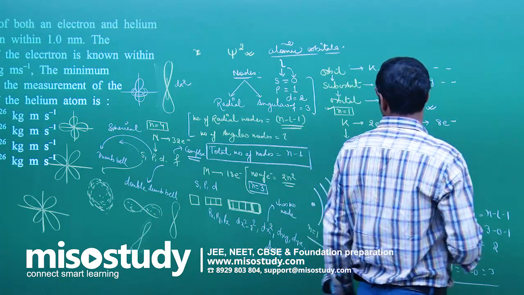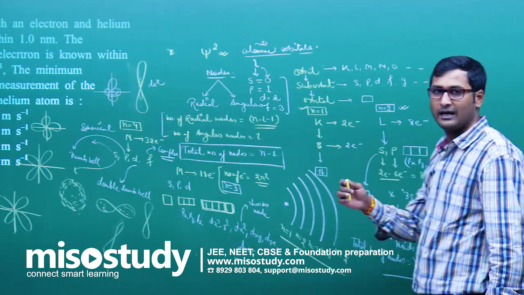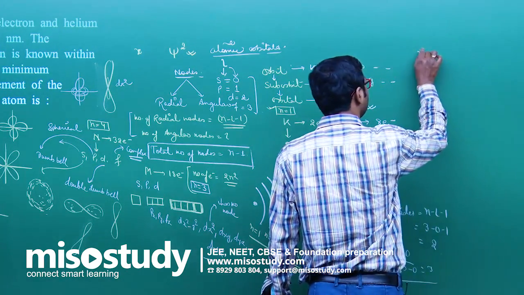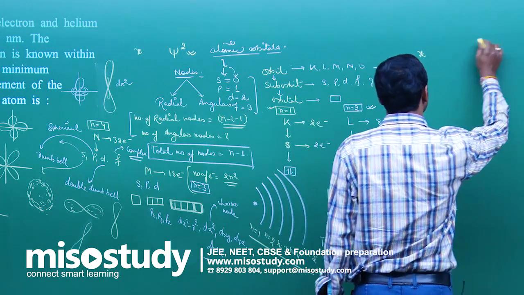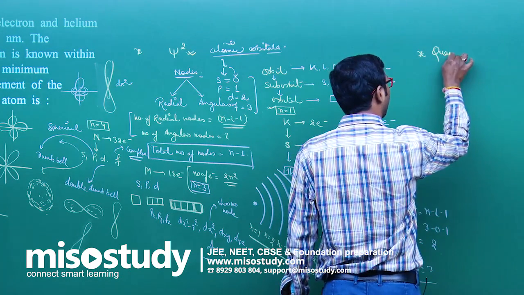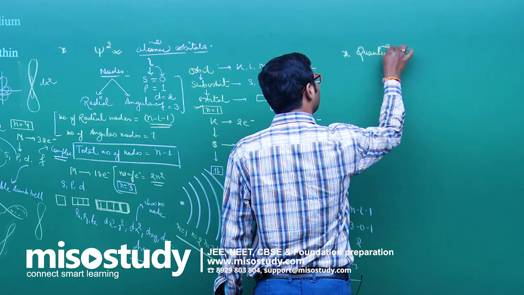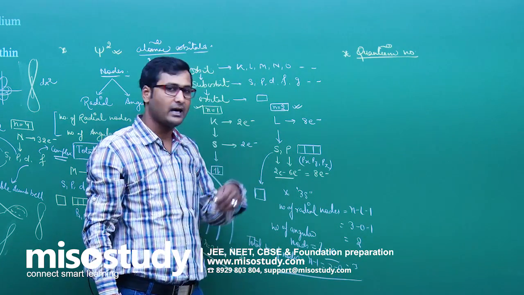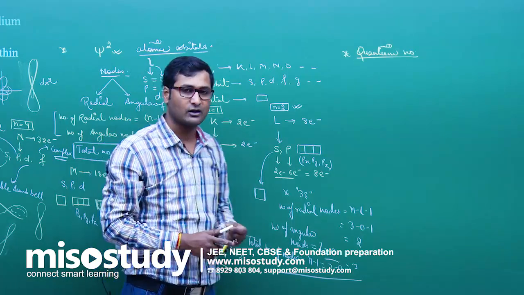You have to focus on it, that is nodes, that is radial and angular nodes. Now I am moving here to discuss the next one. The next one we are going to discuss is quantum number. Again, they pick this topic, quantum number. We know to get the complete information, we have the set of 4 numbers called quantum numbers.